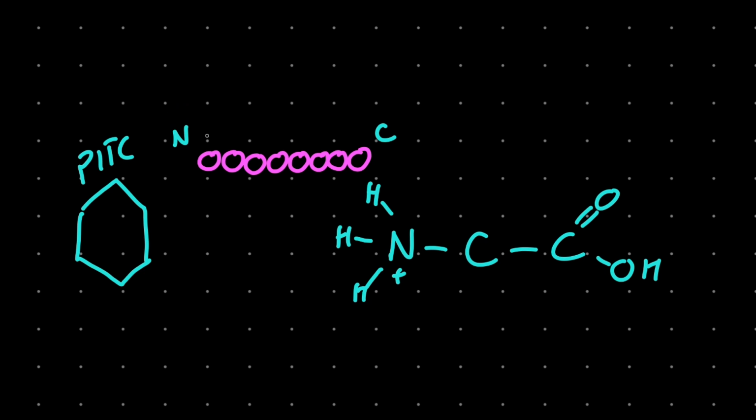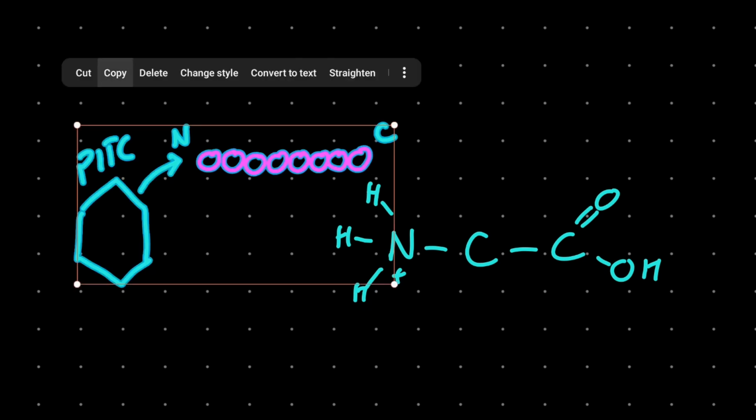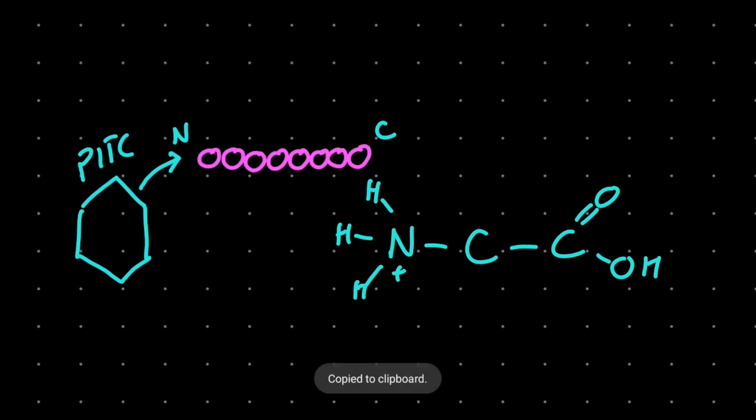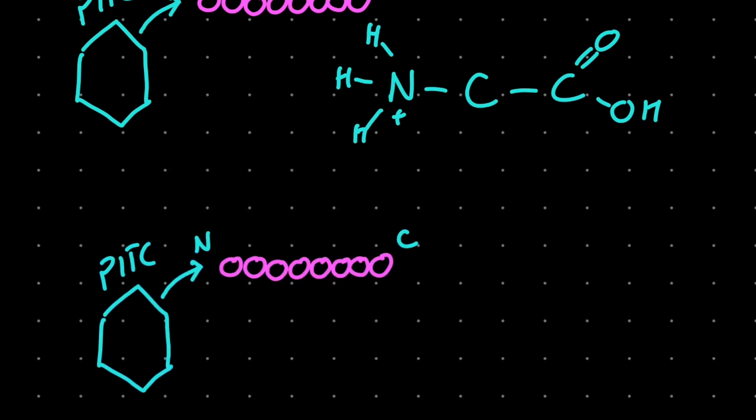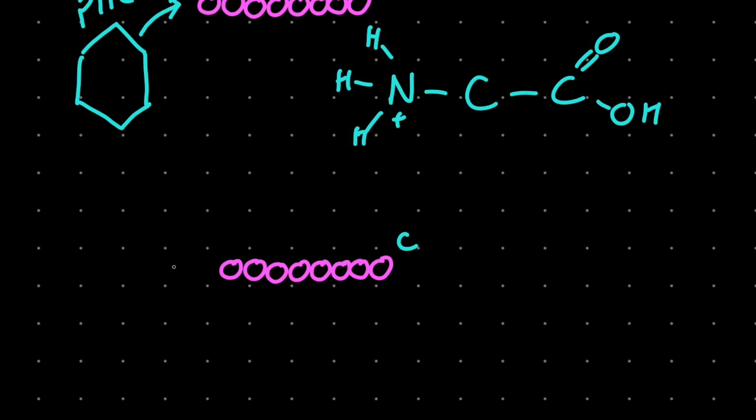By convention, the N-terminus is always on the left when we write an amino acid out, and the C-terminus is on the right. PITC binds to the N-terminus, the first amino acid in our sequence. So when it does that, you have this amino acid sequence that has now been bound by PITC.